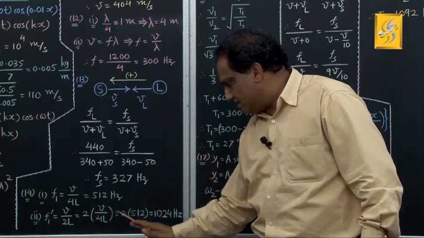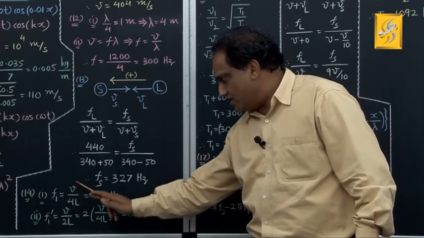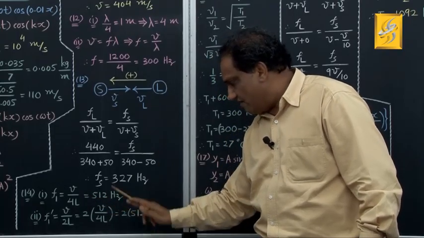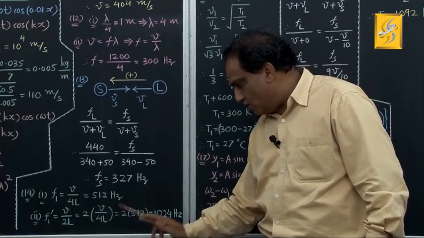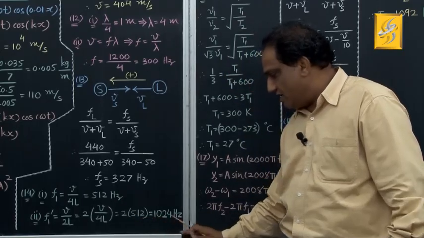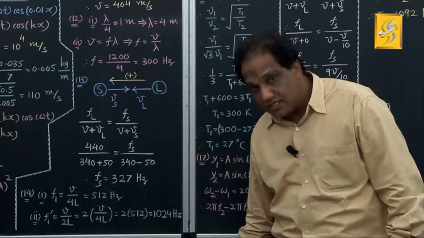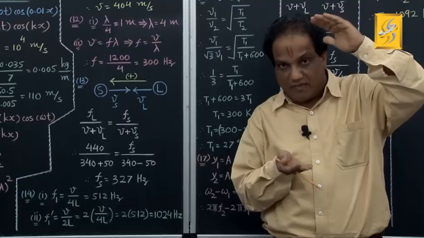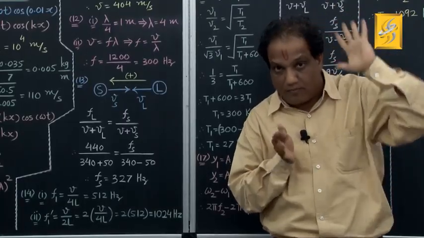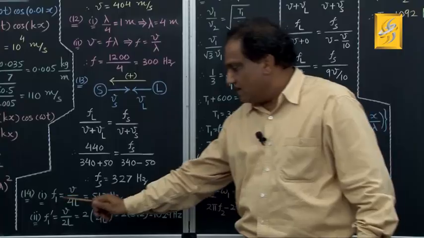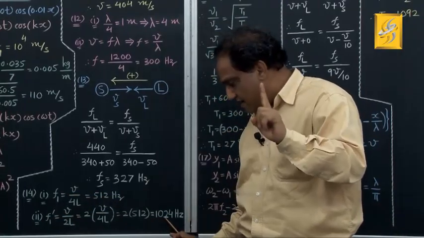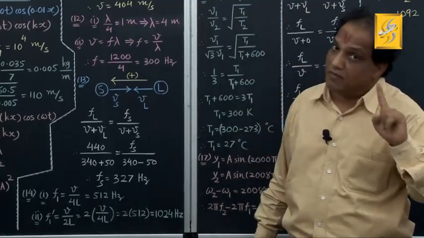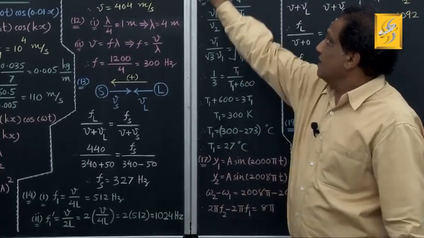Now this 2 as it is, what is this V upon 4L? Instead of V upon 4L, I can write 512 hertz. So instead of this, I am putting the value 512 hertz into 2. That answer is 1024 hertz. So remember one general result from this. If you have the same length for closed and open pipe, then the fundamental frequency in case of open pipe is double the fundamental frequency in case of closed pipe. Remember this result, okay? Read number 15 now.